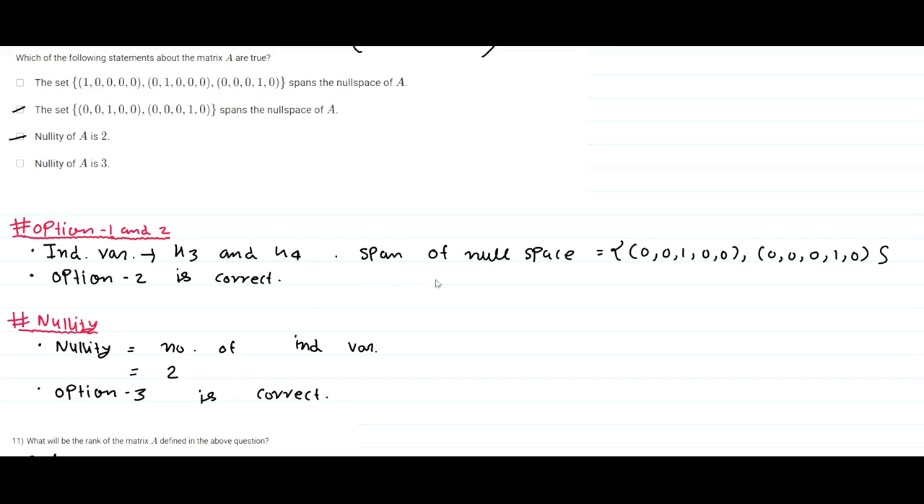So the basis will look like it will contain 2 vectors, and the first vector will be 00100 and the second vector will be 00010. Hence the option number 2 is correct.